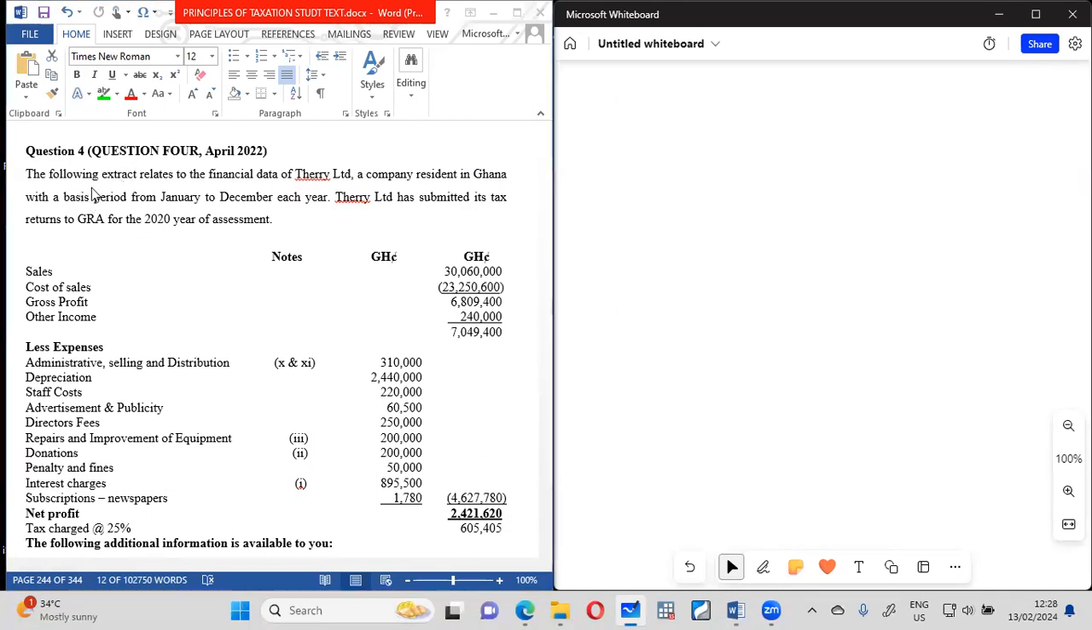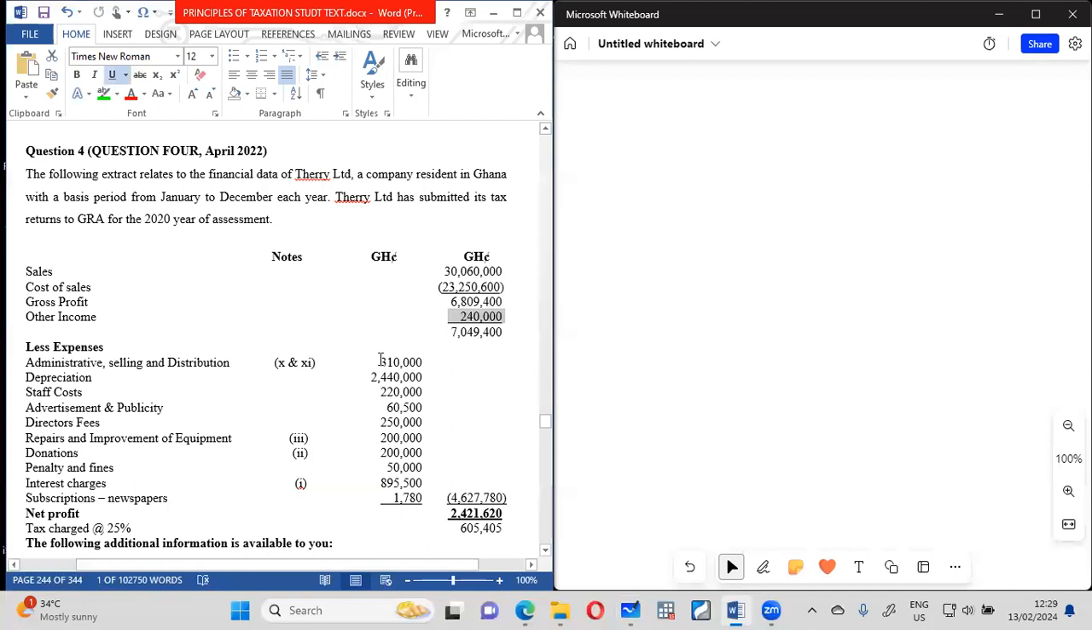The question reads that the following extract relates to the financial data of Thierry Limited, a company resident in Ghana with a basis period from January to December. Thierry Limited's estimated tax returns for the 2020 year of assessment are as we see. So we have sales, cost of sales, gross profit, and other income.